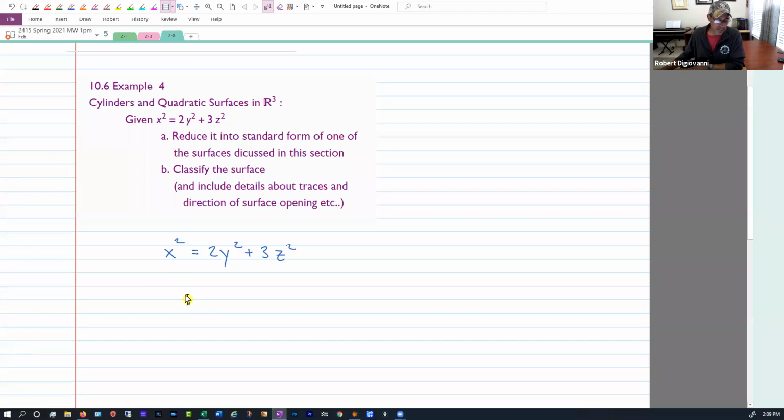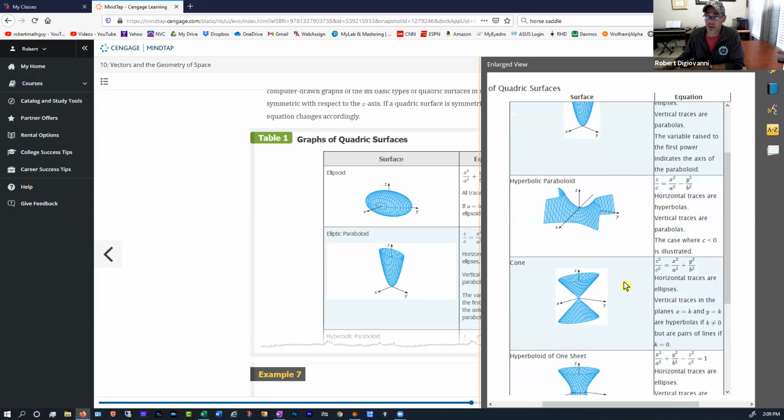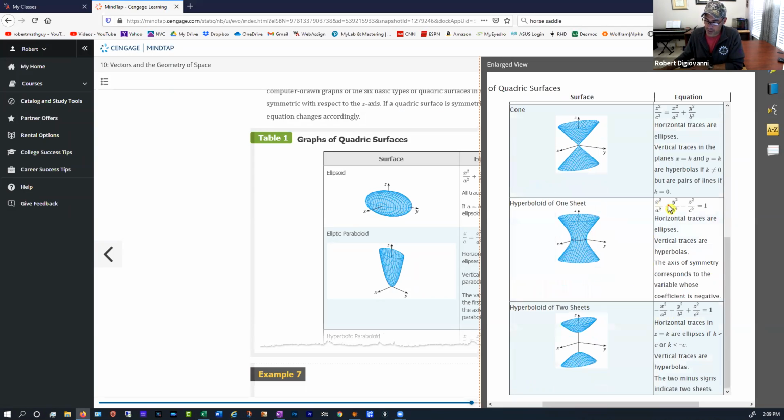All right, so let's go to this. I'm looking at this. I've got all three variables squared. So that's going to automatically eliminate some things. It could be an ellipsoid. It cannot be an elliptic paraboloid because this has a z, not z squared. So it can't be this. Can't be this. Could be a cone, because all three are squared. Could be this because all three are squared.